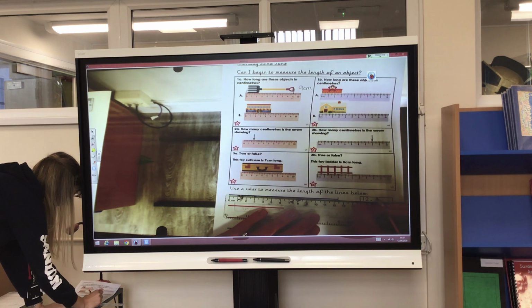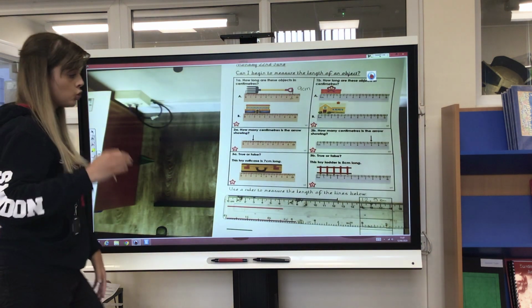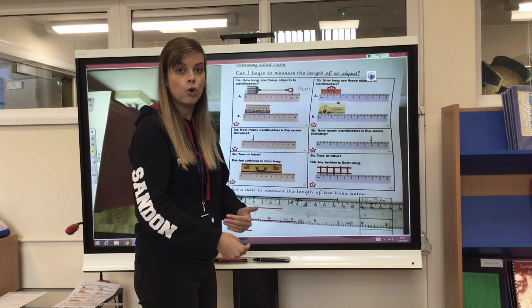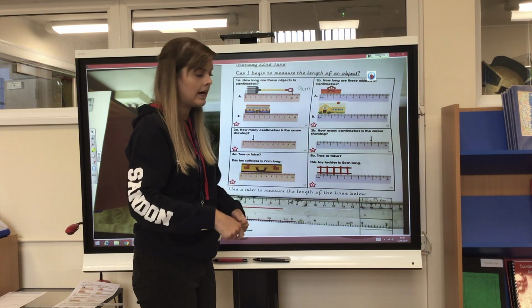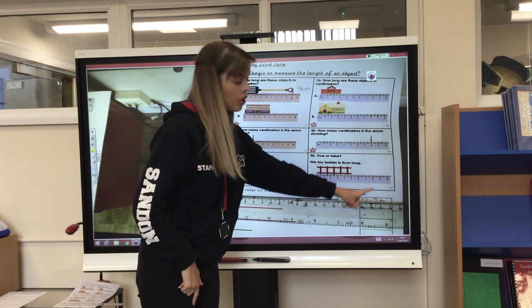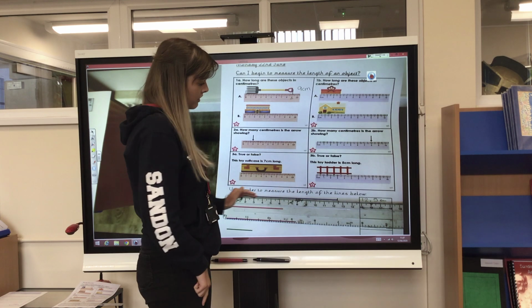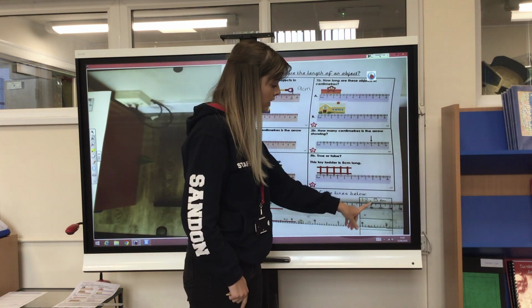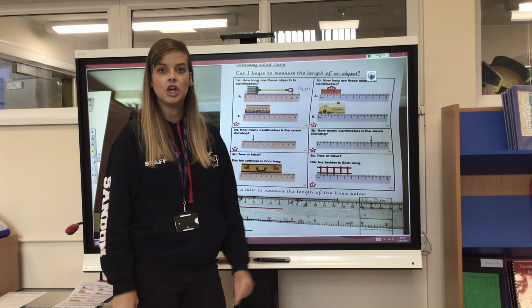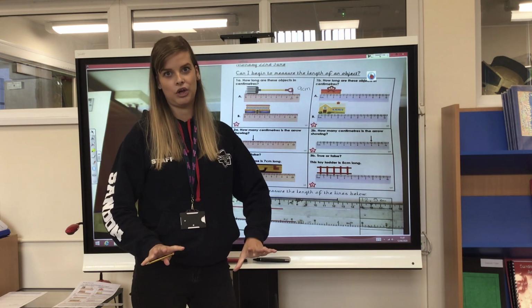So I now know that the length of my line is 12.5 centimetres. It's not 12, there's a little bit more, there's some millimetres in there, so that's why I have to put the point to show that there's some millimetres. Okay, so now I know that my length of the line is 12.5 centimetres. You don't have to write that really long word.